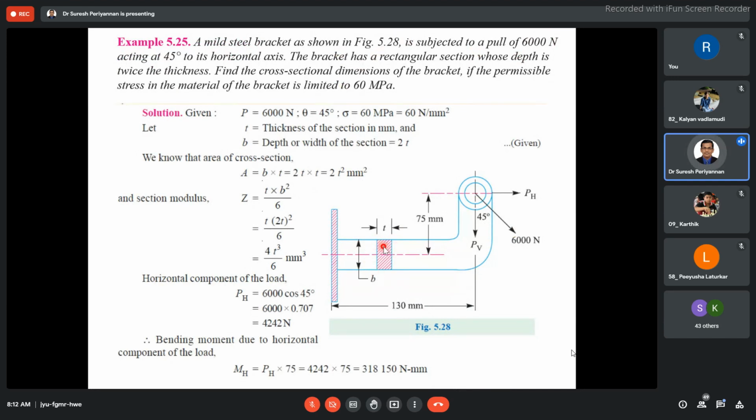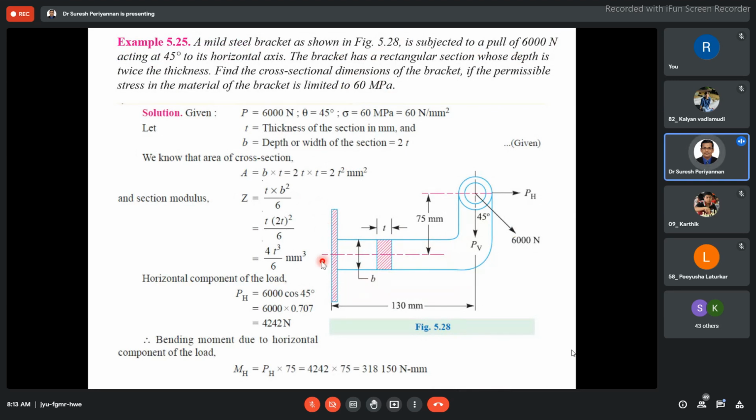Now, our aim is to find the cross-sectional dimension. They didn't give the dimension of the bracket, which is a rectangular section. Now, our aim is to find out the dimension, but they have given the permissible stress of the material directly, 60 megapascal. So this problem is a little different, totally different from whatever we discussed in the earlier problems.